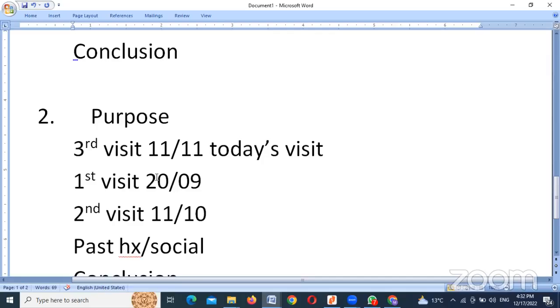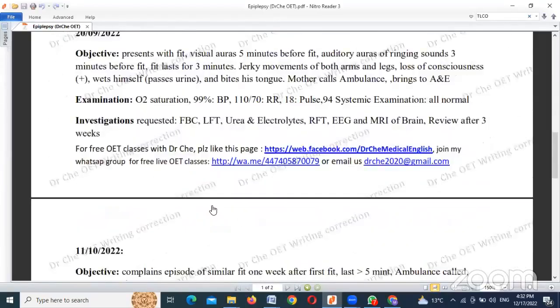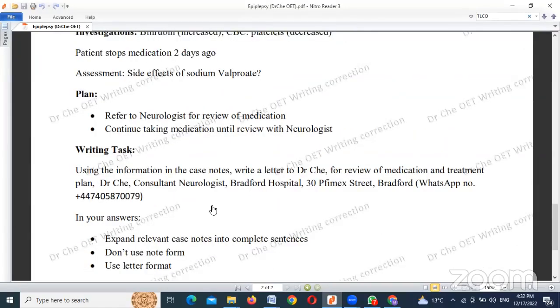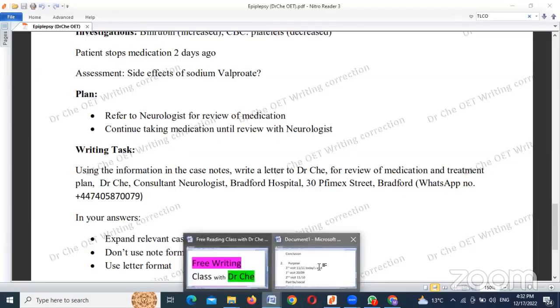Which one? Should we follow order of importance or chronological order? This is not an urgent letter. It is not written anywhere in the letter that this is an urgent letter. So this is a normal referral letter, and we will follow chronological order.